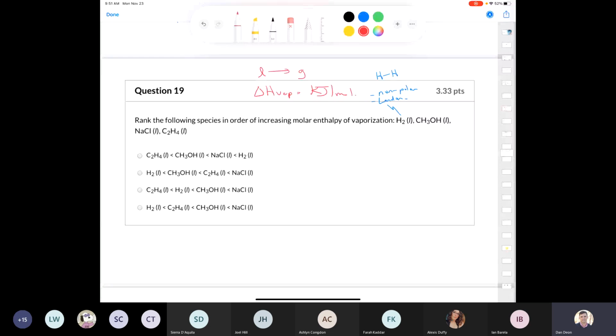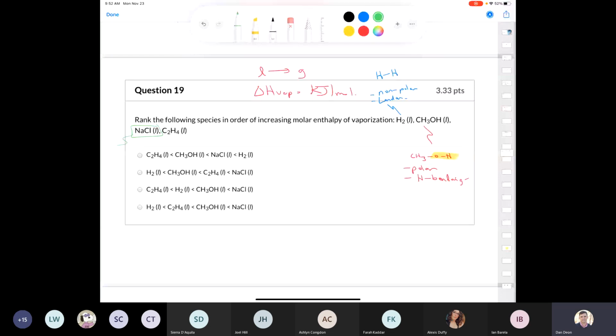If I look at methanol, CH3OH, it's got an oxygen-hydrogen bond. So it's a polar molecule, and it's capable of hydrogen bonding. So already we know that this molecule is going to have a higher enthalpy of vaporization, right? Because it's got stronger intermolecular forces because of the hydrogen bond. It's going to take more energy to take methanol in the liquid phase and convert it to the gaseous phase than it would hydrogen.